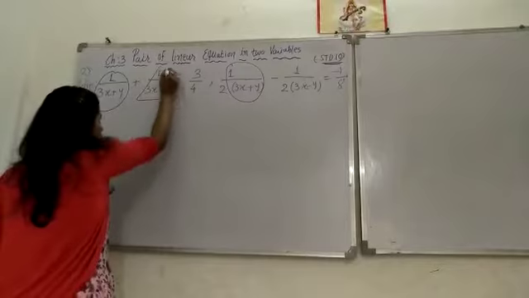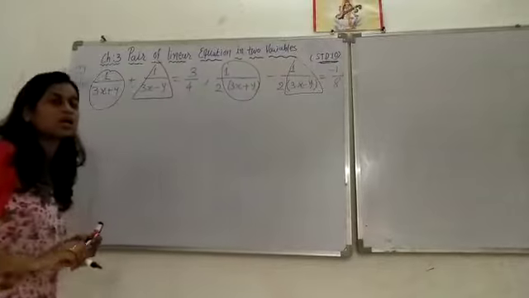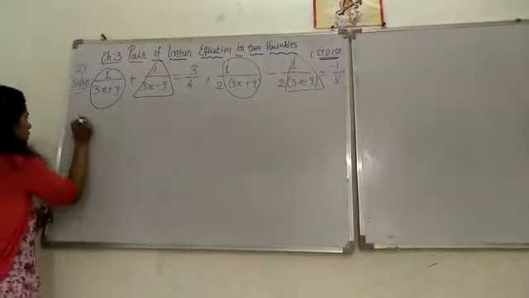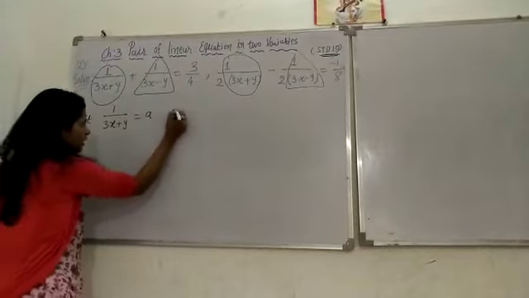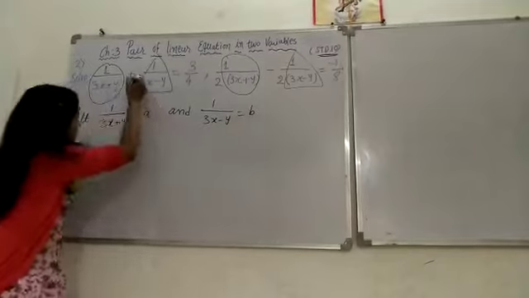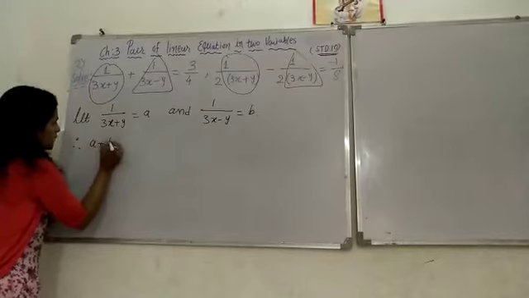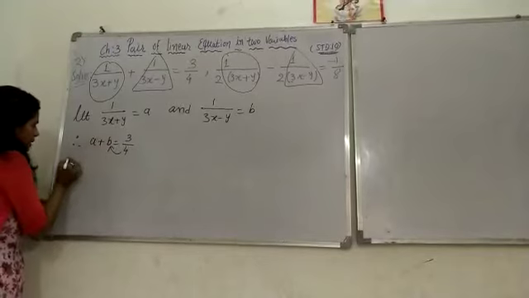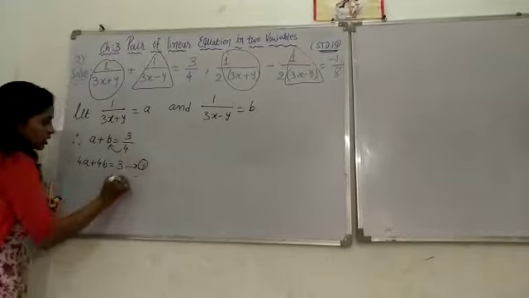Same way, here is also 1 upon 3x minus y. Here is also 1 upon 3x minus y. So you are supposed to take some other variable for 1 upon 3x minus y. So let 1 upon 3x plus y is equal to a and 1 upon 3x minus y is equal to b. That's why this equation becomes a plus b is equal to 3 by 4. Multiply this 4, in division, here in multiplication. So 4a plus 4b is equal to 3. This is your equation 1.